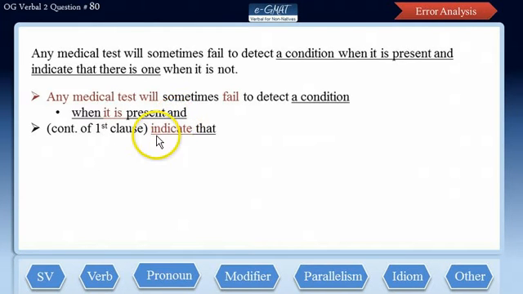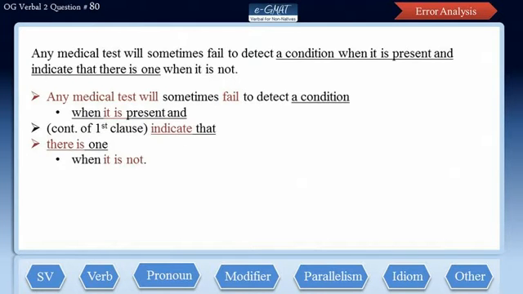Well, this portion of the clause reads, indicate that. Presence of that brings us to another clause that reads, there is one. Here, there is the subject and is the verb. Presence of when means presence of another clause, and it reads, when it is not. Here, it is the subject and is not is the verb.